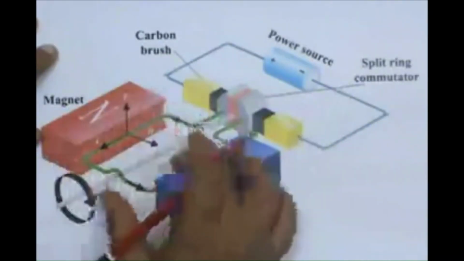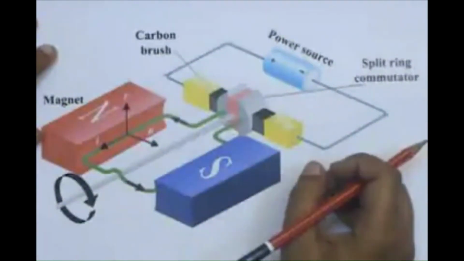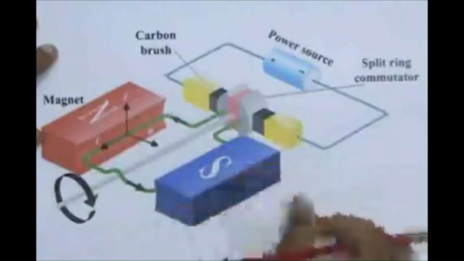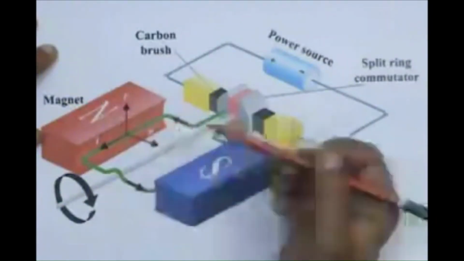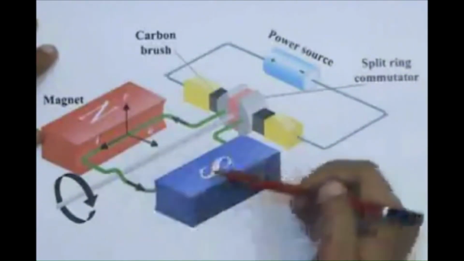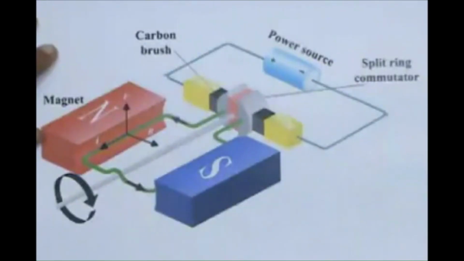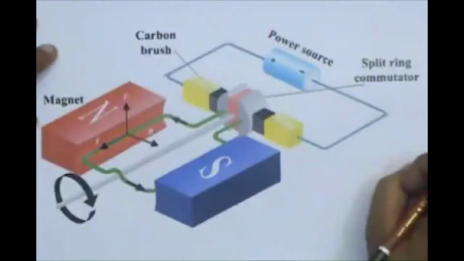Second, the circular loop is placed in a parallel magnetic field. The parallel magnetic field is created by two strong magnets placed in such a way that north of the first magnet is exactly facing the south of the second. This is the simple construction of a DC motor.